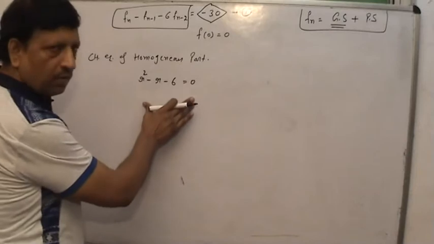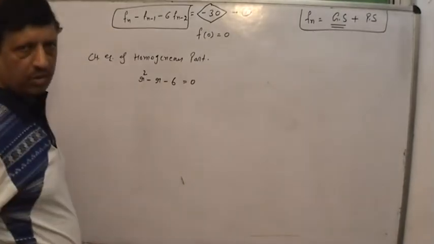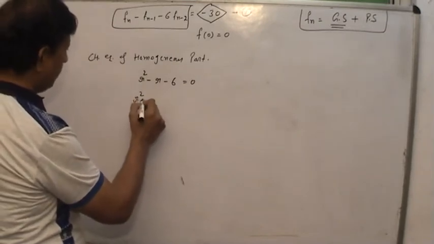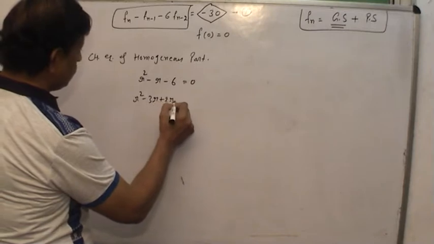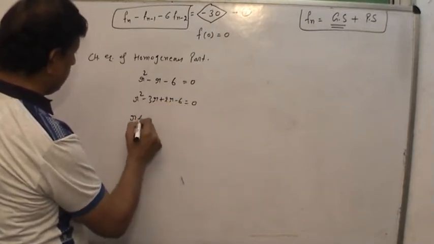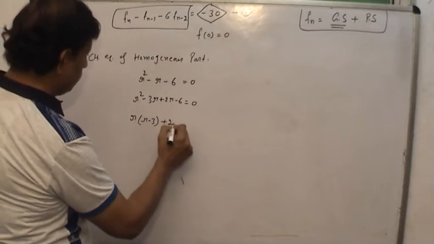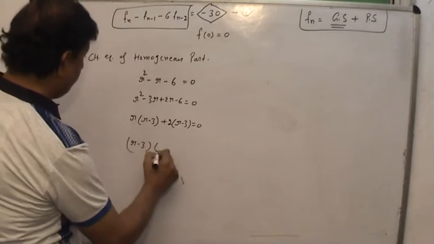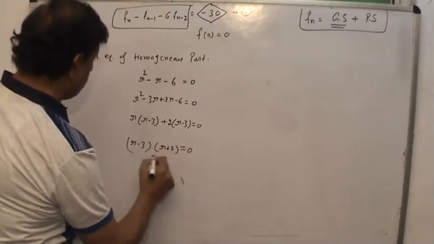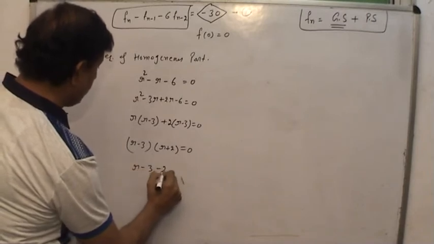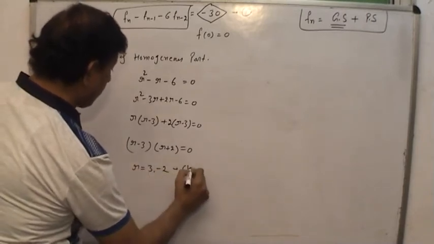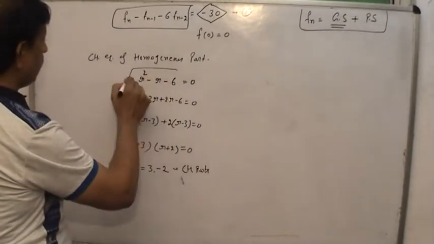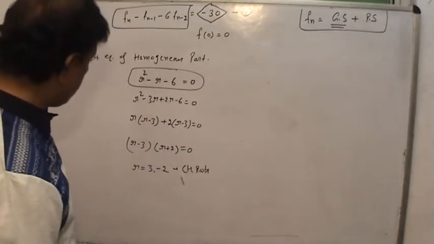Now first we solve the general portion for the homogeneous part. In the same manner, r square minus 3r plus 2r minus 6 is equal to 0. Then r minus 3, r plus 2 is equal to 0, and r is equal to 3 and minus 2. We say these are the characteristic roots of the characteristic equation of the homogeneous part of the given recurrence relation.